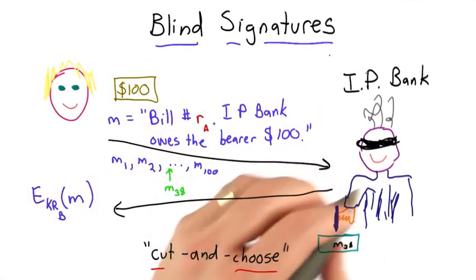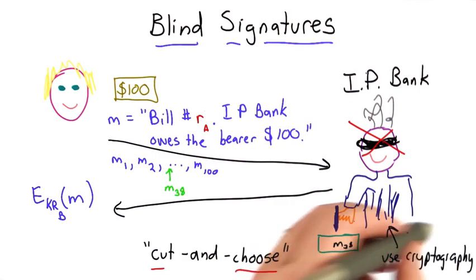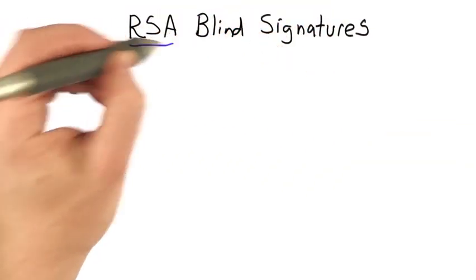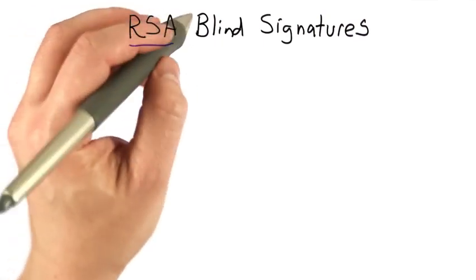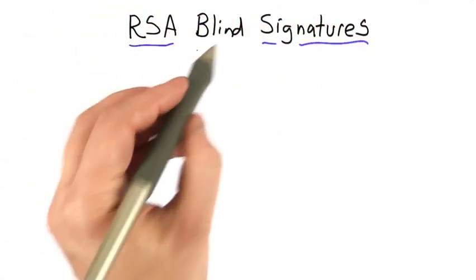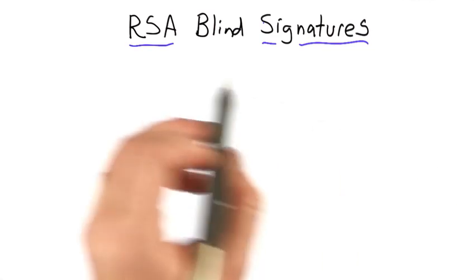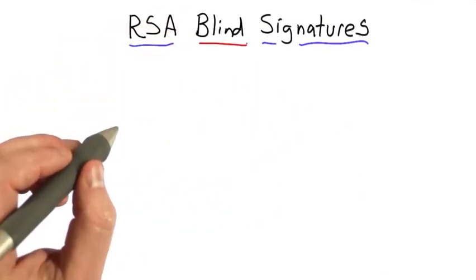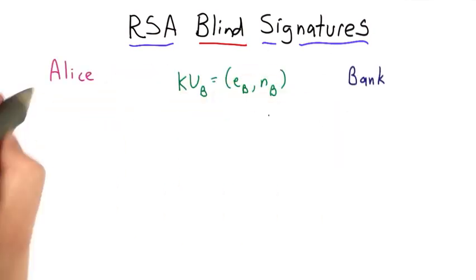So what we want to do is figure out a way to do this using cryptography instead of blindfolds. The scheme we'll look at for doing this is built on RSA, and it uses RSA signatures, as we've seen in Unit 4, but this time, instead of using them normally, we'll use them in a way that blinds the message from the signer. So here's the protocol.